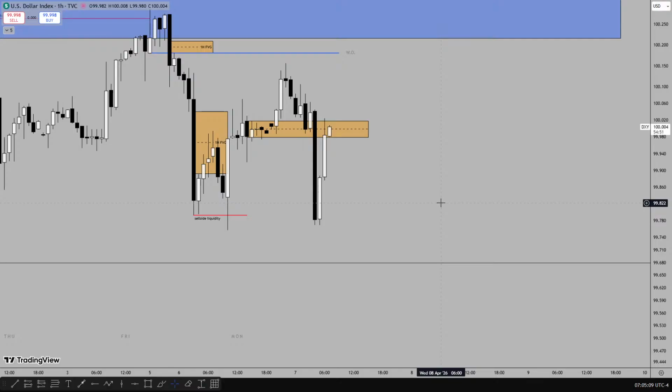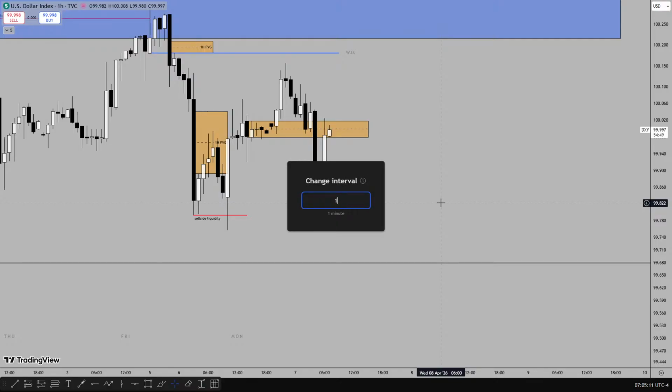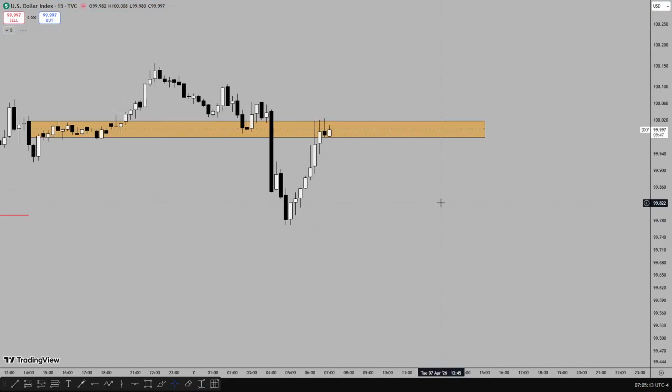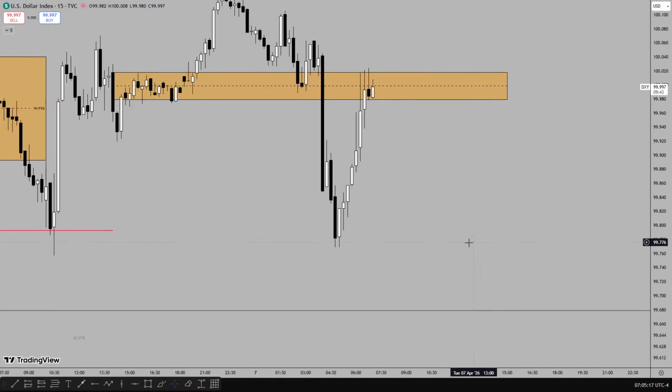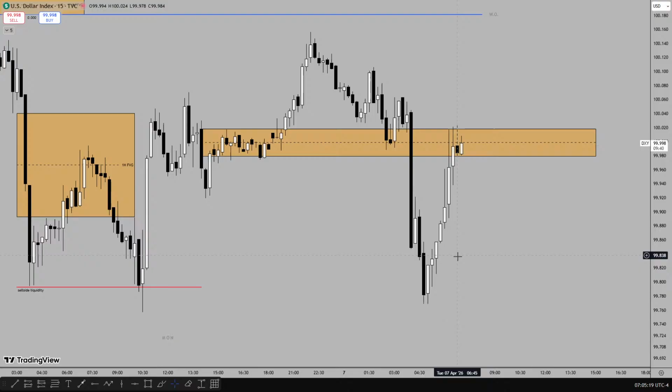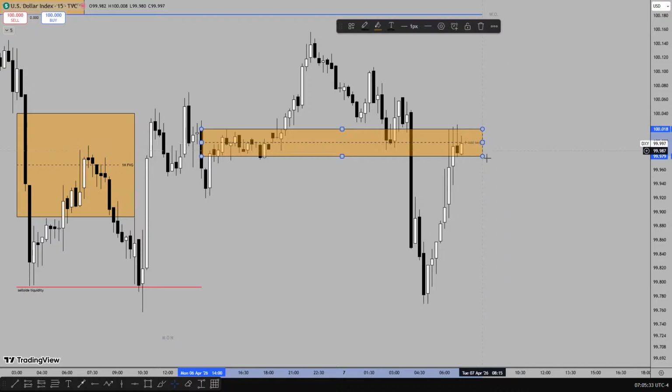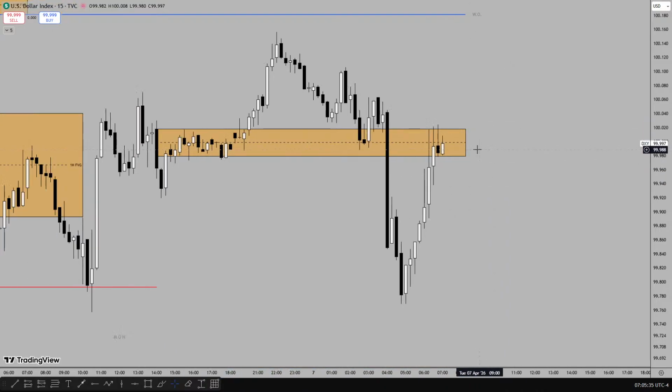So this price range is what I'm looking at, to see how price will be reacting to it. And the time frame I will be looking at is going to be the 15 minutes, on which price is still in a downtrend. You can see this is just a brief retracement to a 15-minute order block. So I will be looking to sell on the dollar index, which on Euro USD I will be looking to buy.